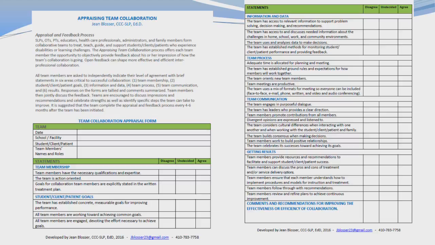And it can't be, I'm working on XYZ speech and language goal, I'm working on XYZ motor goal, I'm working on this, because that has the multiplier effect of nobody being able to do anything. That's why your school probably does kind of work from this.